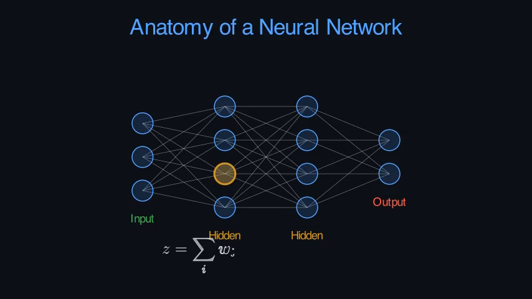Focus on a single neuron. Its output is computed in two steps. First, a weighted sum: z equals the sum over i of w_i times x_i, plus a bias. Then an activation function, like the sigmoid or ReLU, is applied, producing the neuron's output a.